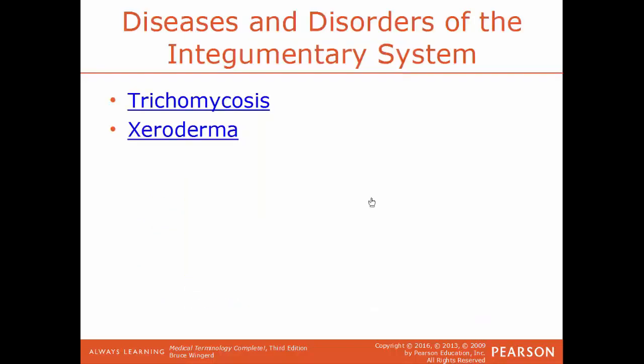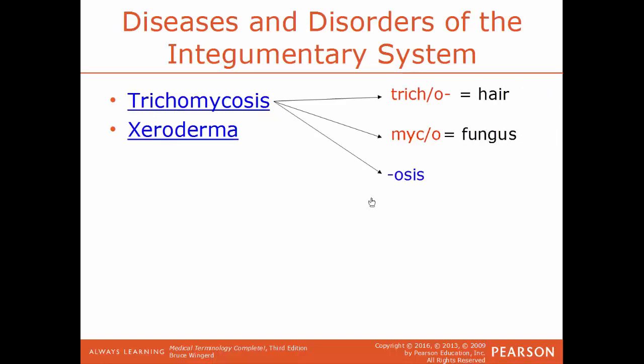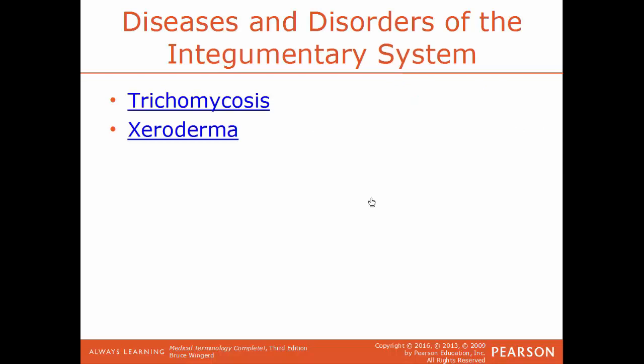The next one, trichomycosis, is a fungal infection of the hair. So if you break the word down, tricho means hair, myco is a reference to fungus, and osis, the condition of. So the condition of having fungus within your hair. And the last one on here, xeroderma. This is having very extremely dry skin.